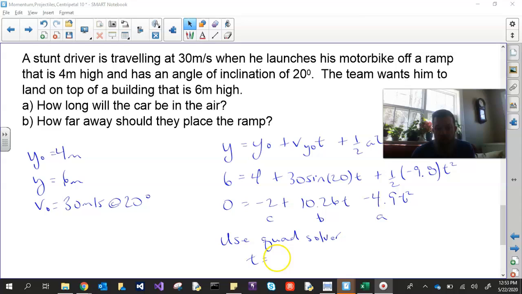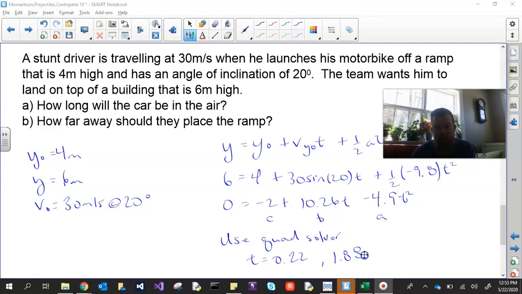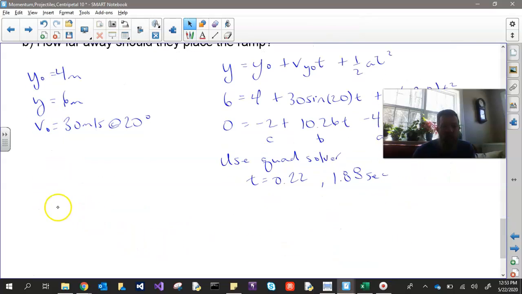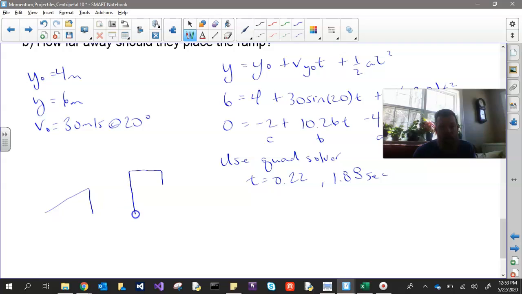Give me a second to put it in my solver. So I put these numbers in my solver and I get 0.22 and 1.88 seconds. Both these answers tell you something. Since the ramp is here and the building is higher, as they jump over it onto the top, and that's not a perfect parabola, it means that you're at the height of the building at the beginning at 0.22 seconds and then again at 1.88. So this is the important number. The time of flight is that.